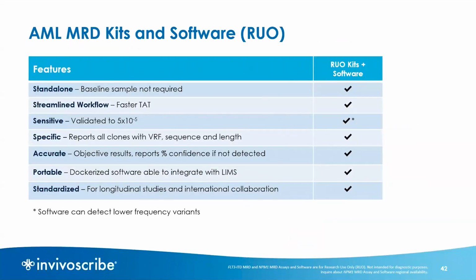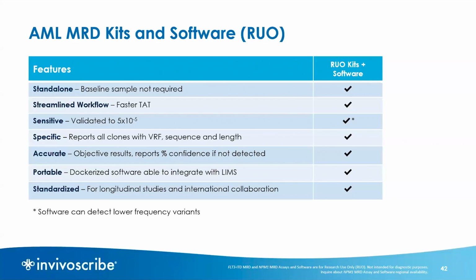And so I'll just wrap up here with the main advantages that bringing in the REO kits and software in-house might provide you. So one, they're standalone. You don't need a baseline sample. Two, they're streamlined, which means faster turnaround times. Three, they're sensitive at a validated 5 × 10⁻⁵, at least for our clinical lab. This can theoretically be lower though, as far as the software goes. They're specific with reporting for all clones and VRFs, sequences, and lengths.